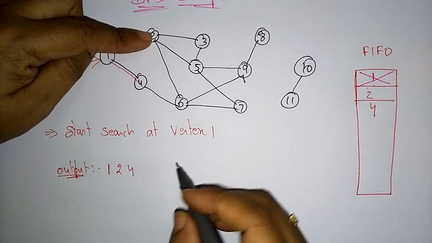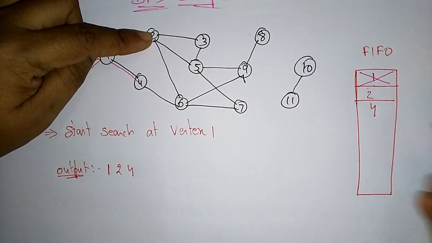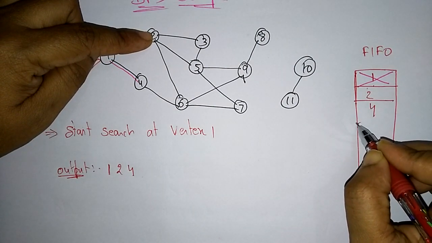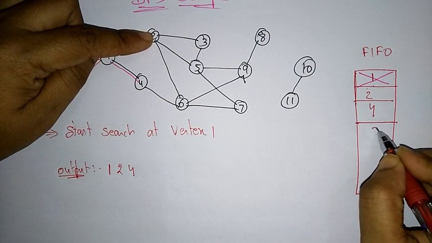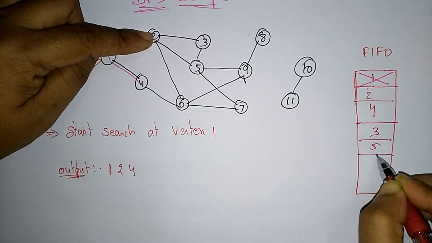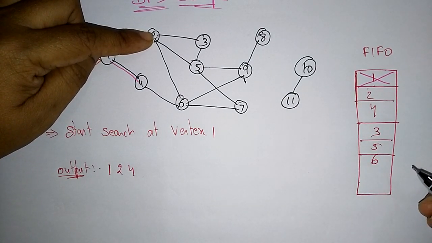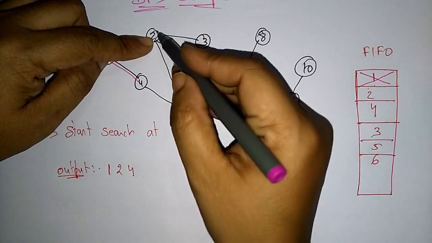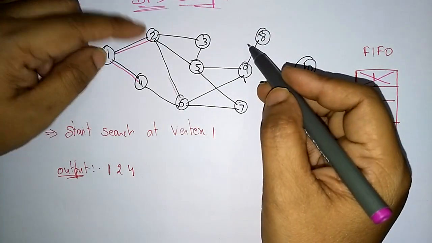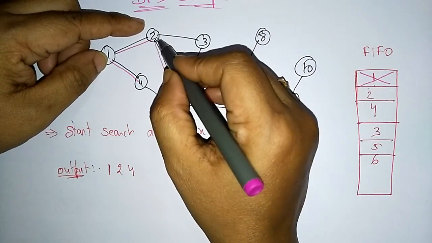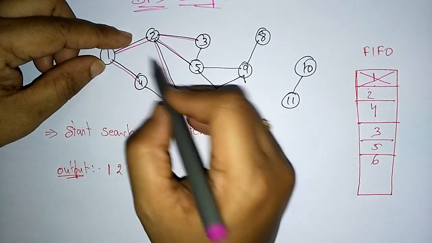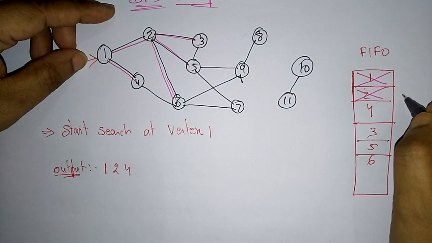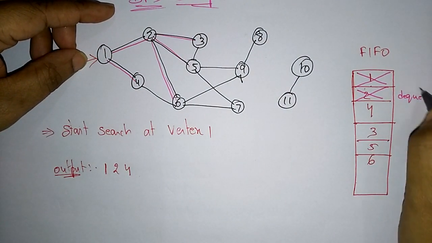Now I come to 2. What are the adjacent values for 2? The adjacent values for 2 are 3, 5, 6. For 2, there are no more adjacent values to be visited. So I entered 3, 5, 6. Now there are no more adjacent values, so just remove the value from the queue. Just dequeue it.